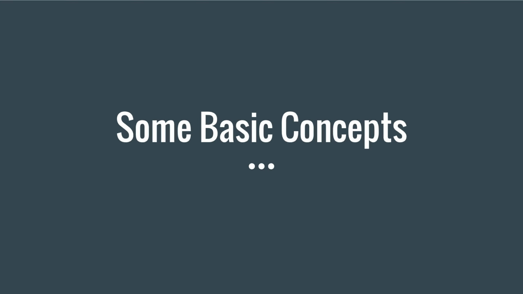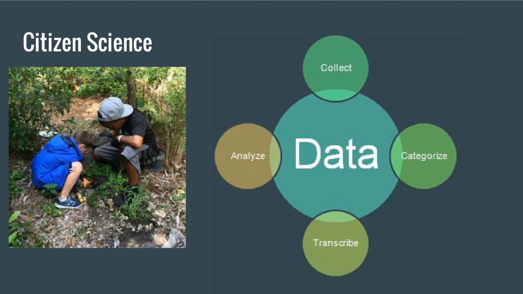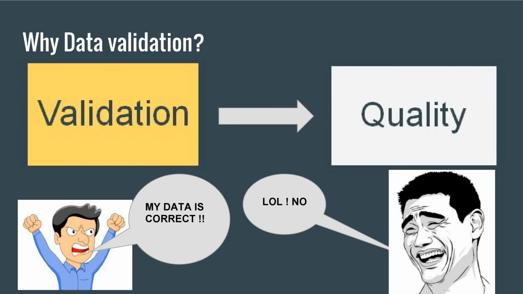Let's see a brief overview of some basic concepts. What is citizen science? Citizen science involves collaborations between scientists and volunteers for collecting, categorizing, transcribing, or analyzing scientific data. So why do we want data validation here? Validation is critical to ensuring the usefulness of citizen science data by establishing its quality. For example, in biology and ecology, without validation of species identifications, volunteers' observations are usually argued to have limited value.